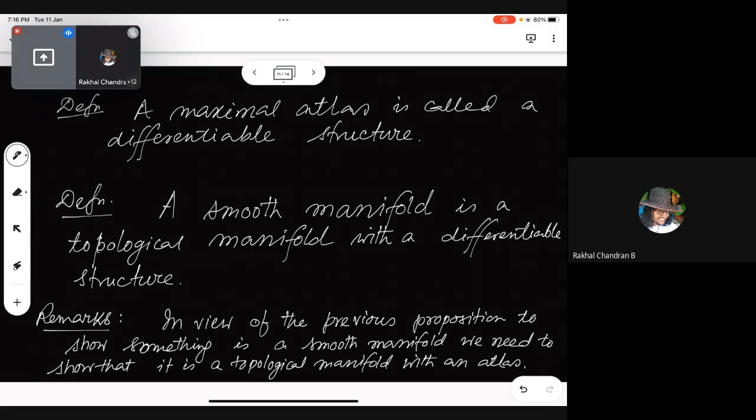So first you need to show that something, a topological space, is a topological manifold, and then you give an atlas. Once you have an atlas, you are fine. So you don't need to go through all the charts in a differentiable structure and show the compatibility. Just one atlas is enough. All right? Any question till now?